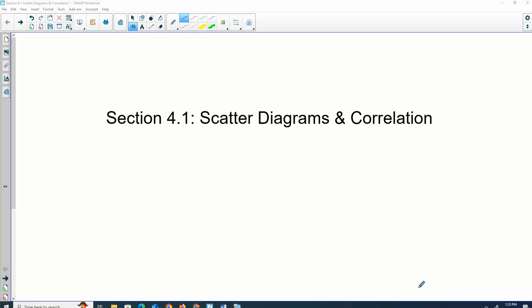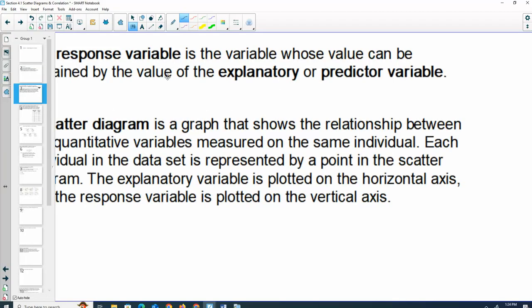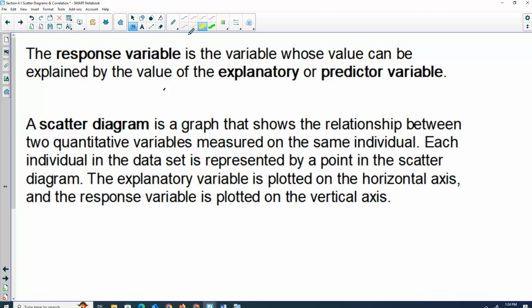On the technology for this stuff, which you've probably been picking up on, we've been doing a lot on our calculators. So please, if you don't have a calculator and you need to borrow one for your assignments, please do so. Don't feel like you have to do everything by hand. You've talked about scatter diagrams before, probably in algebra, where you did some scatter plots and plotted some points.